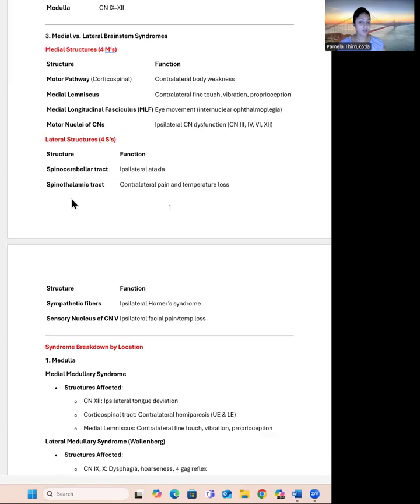The second S is your spinothalamic tract, especially the lateral spinothalamic tract, which causes contralateral pain and temperature loss. The third S is your sympathetic fibers, where you have ipsilateral Horner syndrome: ptosis, miosis, and anhidrosis form your Horner syndrome, and you will have an ipsilateral presentation if the sympathetic fibers are involved.